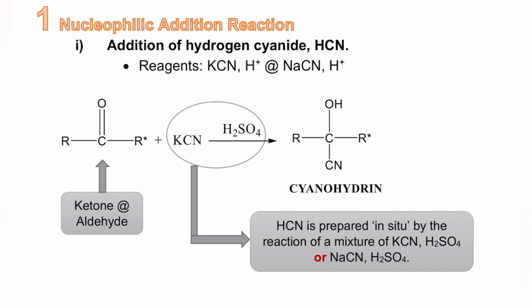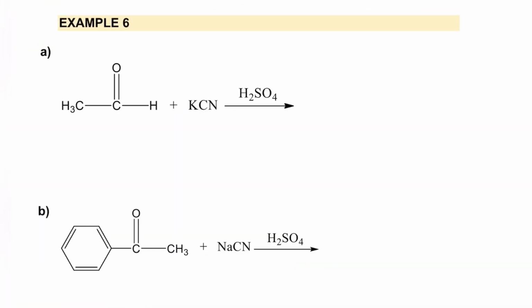And what you will form, you do the nucleophilic addition, where you add your nucleophile. Your nucleophile comes from this CN minus. That's why the bond breaks at the double bond to O here. You form an OH group, and this product is what we call cyanohydrin. I have a few examples here. Let's try two of them.